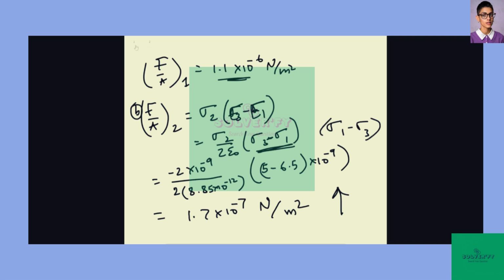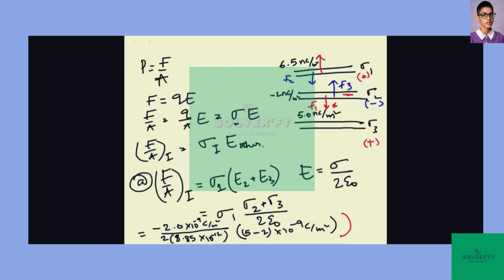Because the field due to sigma 3 would be upwards. Hence, when we do F3 minus F1, our resultant field will be upwards, depending on the sign, of course. If it's positive, it's upwards.